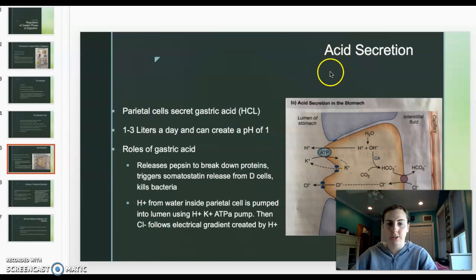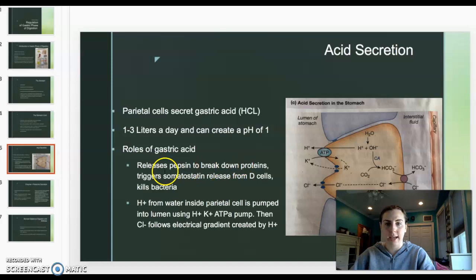Moving on to acid secretion. We have parietal cells in the stomach, and these parietal cells secrete gastric acid, otherwise known as HCl or hydrochloric acid. One to three liters of this gastric acid are produced a day, and a high amount of it makes the chyme and the stomach fluids very acidic, and it can even create a pH down to 1. The roles of gastric acid are to release pepsin to break down proteins, trigger somatostatin release from D cells, and kill bacteria.